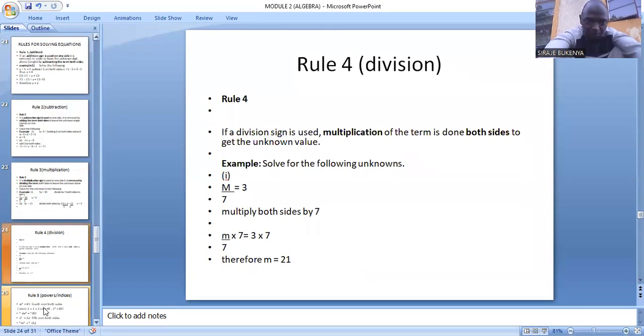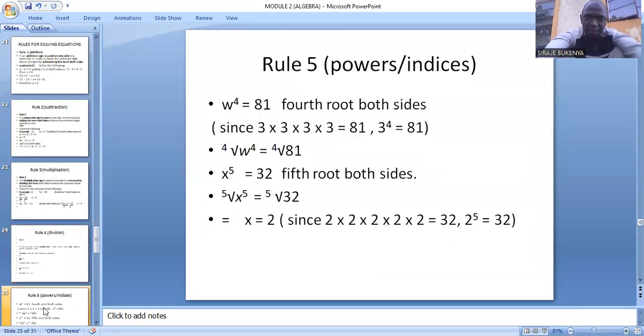If they are using powers, in rule 5, w power 4 is equal to 81. That means you're going to get the fourth root of both sides. W power 4, the fourth root, that means the power 4 will be cancelled out. Then x power 5 is equal to 32.